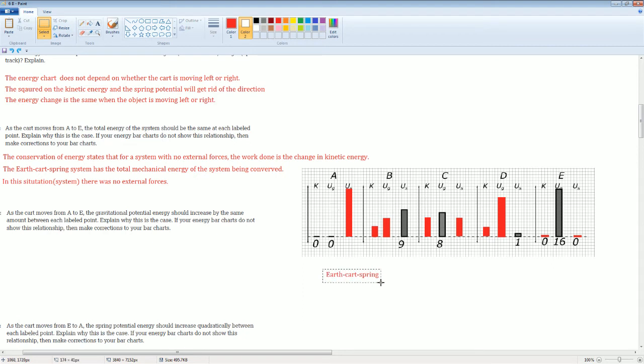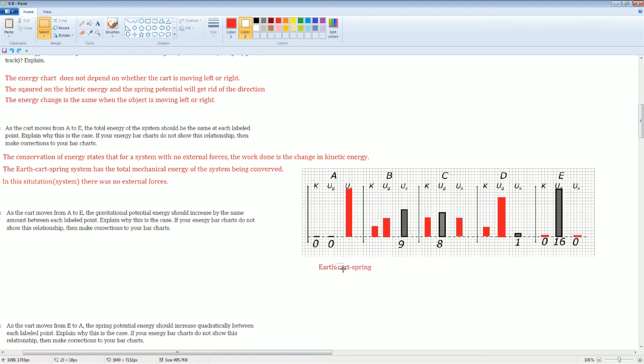Now, let me show you how the Earth-cart system would look like. All right. Earth-cart, so let's say Earth-cart, there's no spring. All right, this is 1/2 mv squared. This is mgh. Okay, this goes away. This goes away. This goes away. And this goes away. This is how the Earth-cart system looks like.